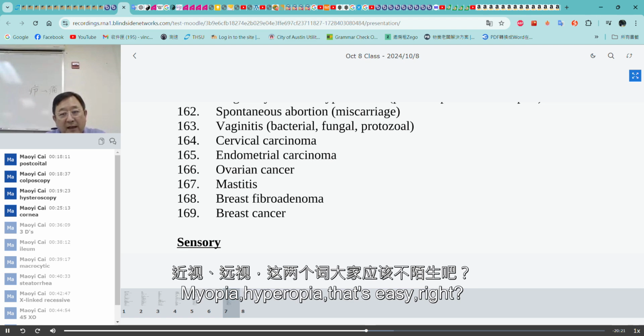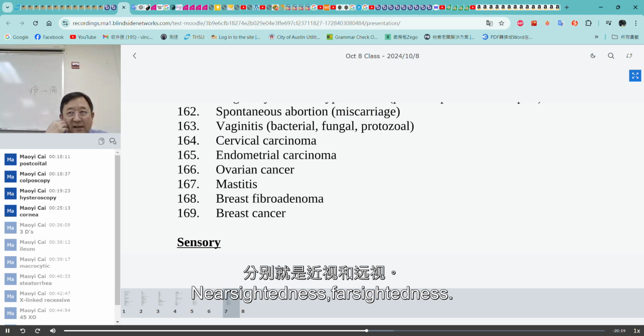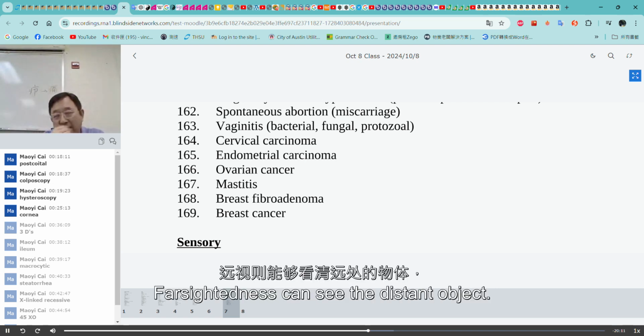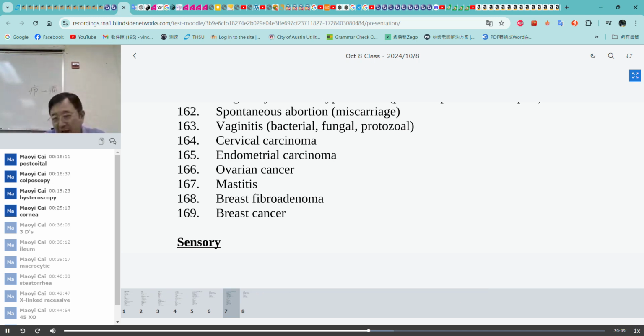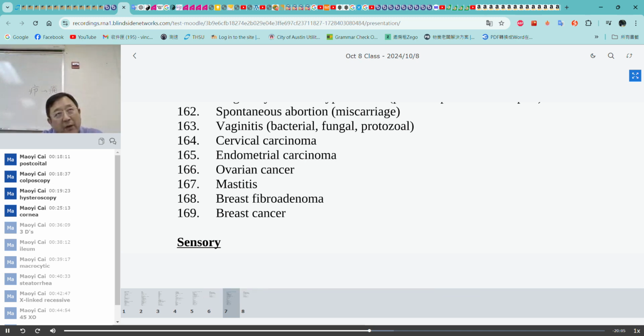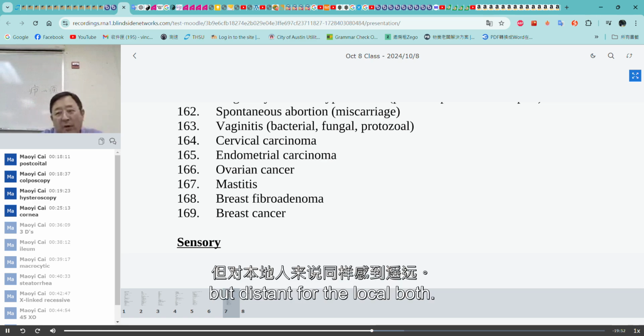Myopia, hyperopia, that's easy, right? Nearsightedness, farsightedness. It's just a term. Nearsightedness can only see close things; distant cannot be seen. Farsightedness can see distant objects, but close vision is not good. And we said earlier, presbyopia is what? Elderly vision. Close and distant are both not good. So you have to wear what? Bifocal lenses, for distant and for close, both.